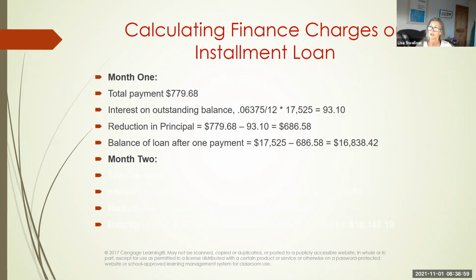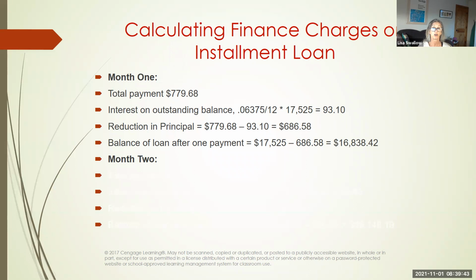So in the first month, principal times rate times time, right? Principal was $17,525 times the rate, 0.06375, times the time, 1/12. My interest was $93.10. So at that point in time, how did that first payment of $779.68 break down? Well, $93.10 of it was interest. I just calculated that. So the remainder got applied to my principal.